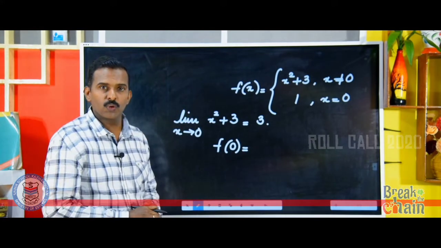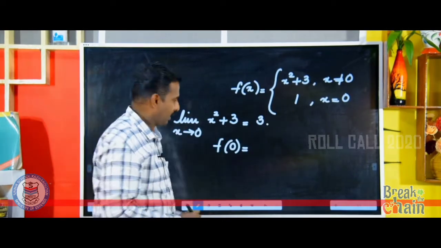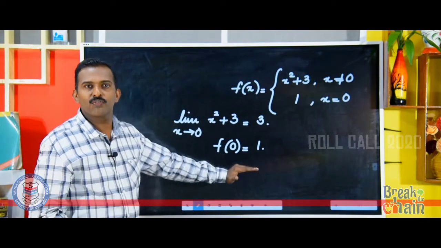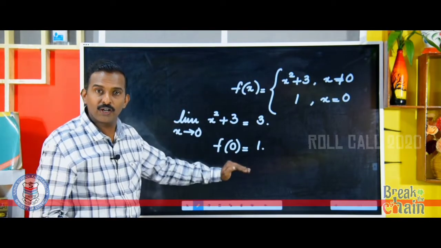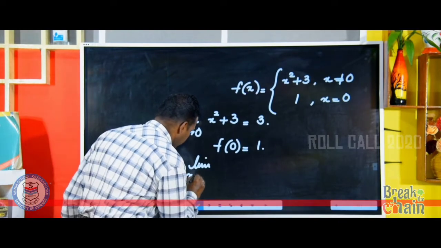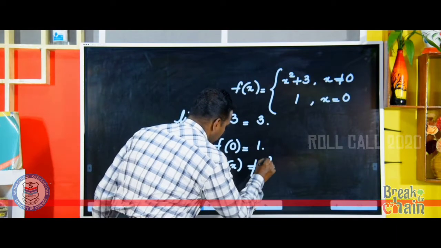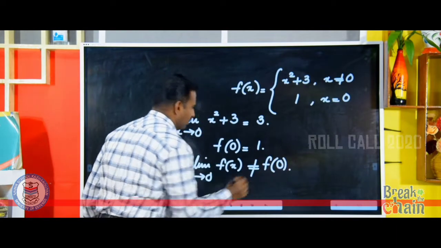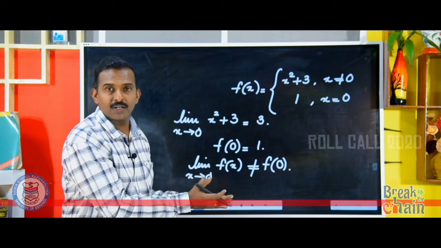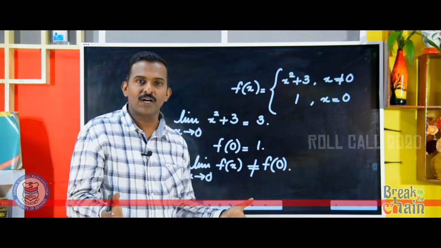What is f of 0? f of 0, the function value at x equal to 0, is 1. Limit value is not equal to the function value. If limit value is not equal to the function value, the function is not continuous. Therefore, in this question, x equal to 0 is a point of discontinuity.